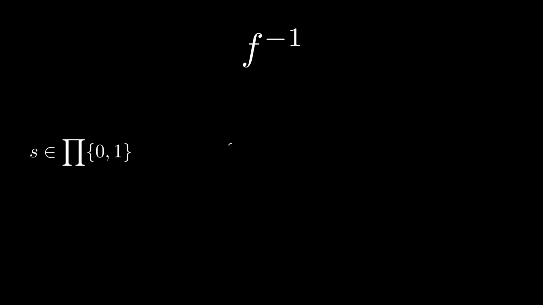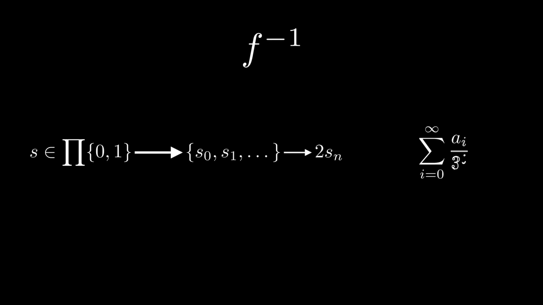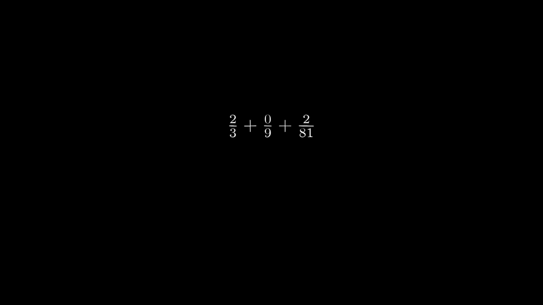Once we have a string with zeros and ones, we can multiply each character by 2 and sum it with a factor of 1/3 to the power of the index of that character. So here's an example of going from the Cantor set to our string, and here's an example of going from our string to the Cantor set.